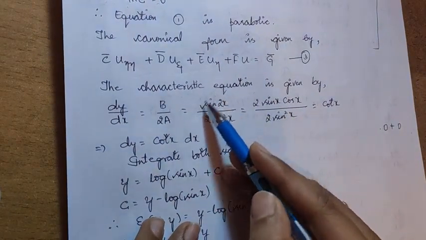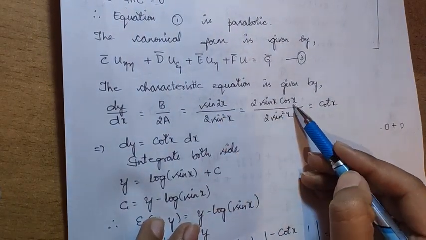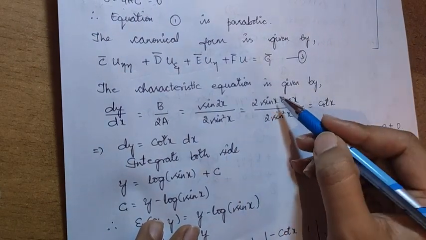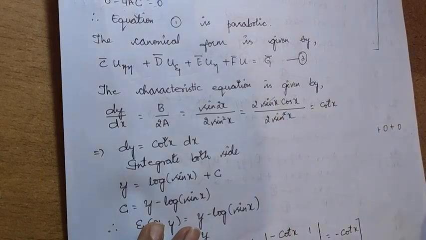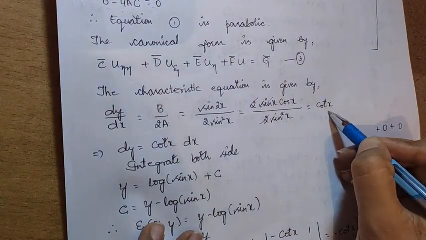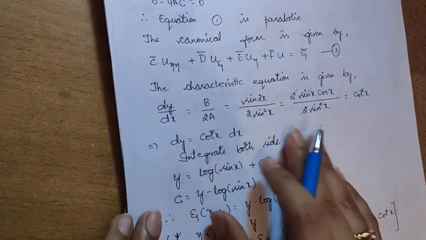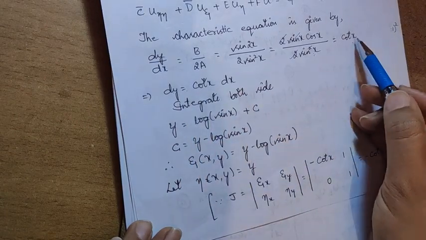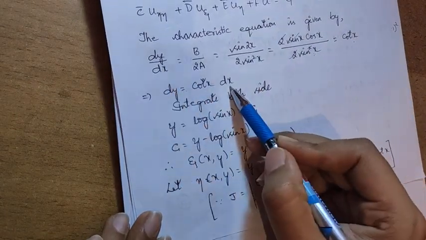Again, the formula for sin 2x is 2 sin x cos x. 2 sin square x as it is, I have written here. So sin x gets cancelled, 2 gets cancelled. Cos x by sin x is nothing but cot x. So what I have got is dy is equal to cot x into dx.